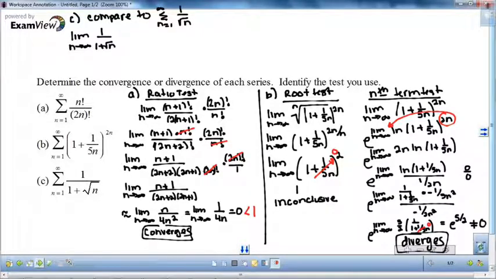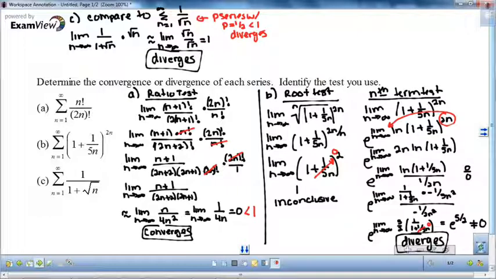For the last one, I'm going to use the comparison test. I'm going to compare it to 1 over the square root of n, and I'm going to use the limit comparison test because I'm not sure which one's bigger, so it's easier for me to use the limit comparison test. It's the original divided by the one I'm comparing. So this is similar to the square root of n over the square root of n, which is equal to 1. And this is a p-series which diverges. Remember, with the limit comparison test, they either both diverge or both converge. So this is going to diverge.